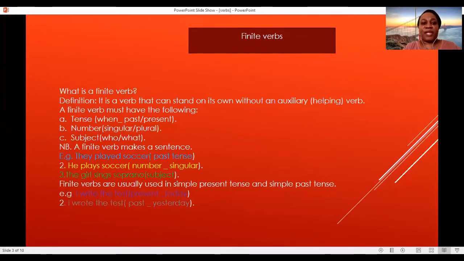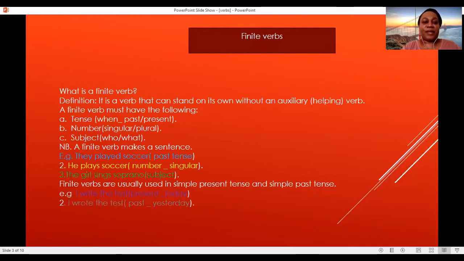Let's look at an example of a finite verb showing us the past tense. Number 1, they played soccer. The finite verb being played, telling us that it is in the past. Number 2, he plays soccer. The finite verb now is showing us the number being singular. Hence, plays shows us he is singular.